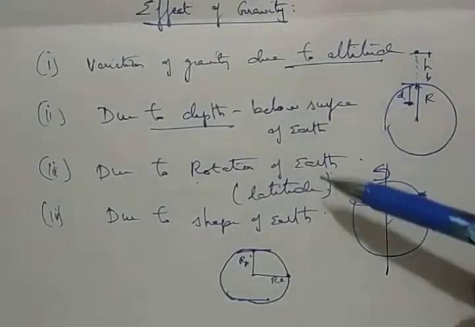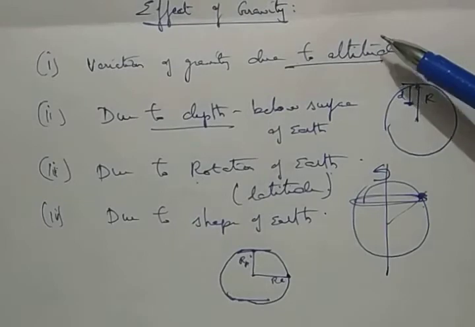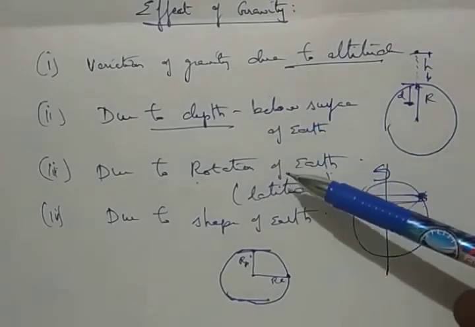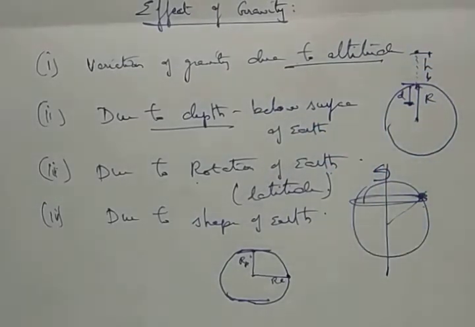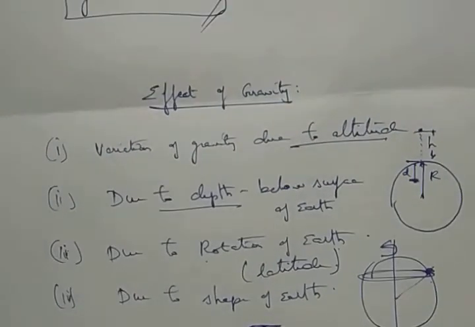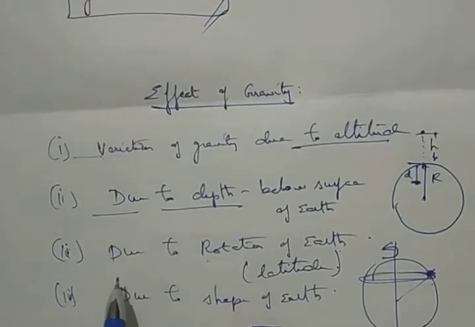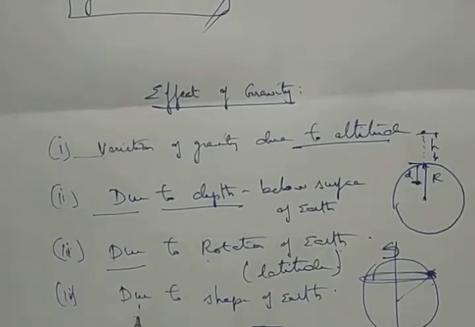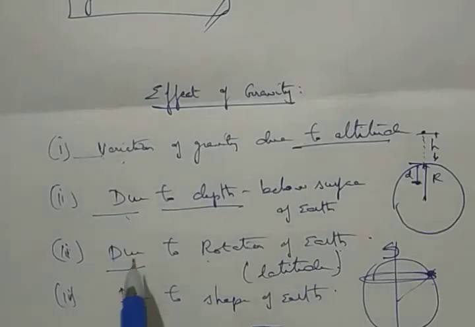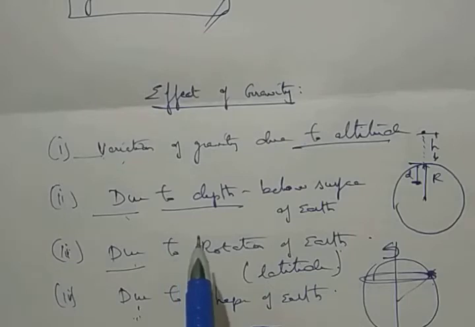So there are four variations: altitude, depth, rotation, and shape of the Earth. So we need to see how it could move forward. We are going to see one by one. Remember, each and every part is a big derivation. This is a big derivation, this is another second derivation, this is a third derivation. This is not very big, but all three are very, very important big derivations. So let's go ahead and start with this derivation.